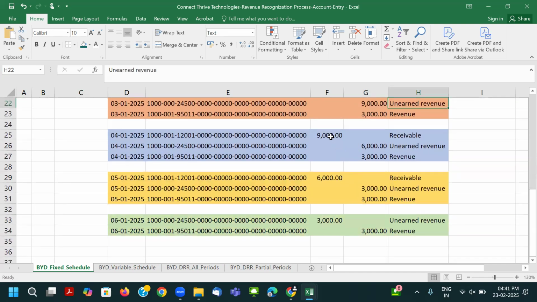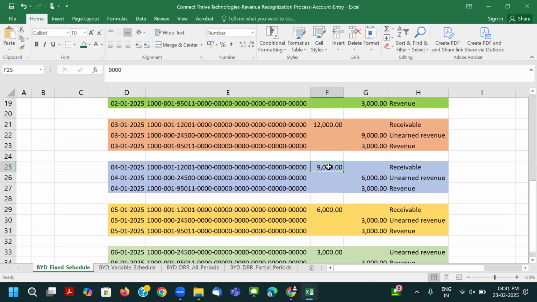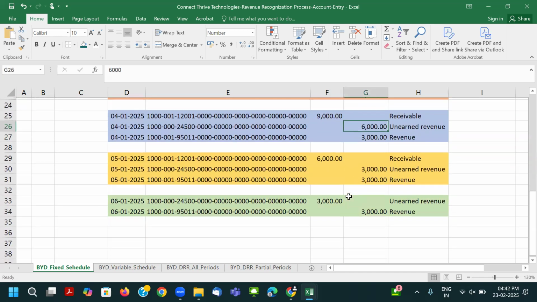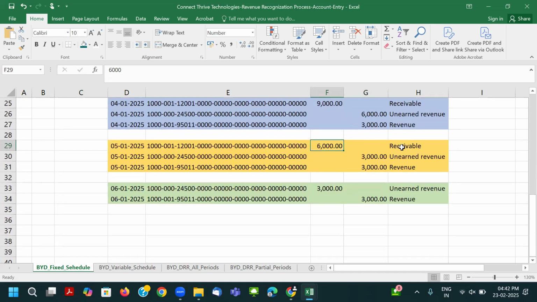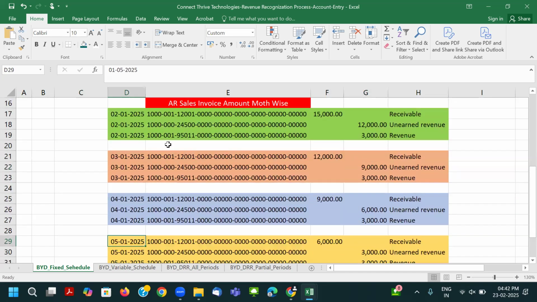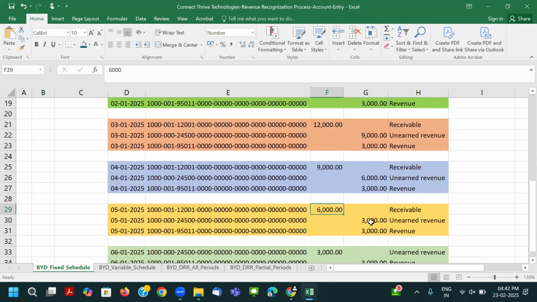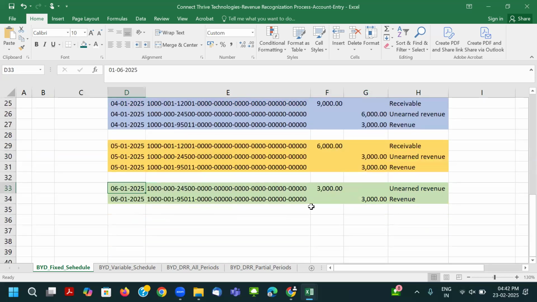The same for the third month. Again, that unearned amount shows as a receivable when we run the revenue recognition in the third month for the same customer, same invoice. Out of 9,000, if you recognize 3,000, 6,000 is unearned revenue. Again, that 6,000 shows as a receivable for the fourth month. That is February, March, April, May, so it's the fourth month in our case. Then the remaining 3,000 is shown as unearned. At the end, in the fifth month, the remaining amount is recognized as revenue.